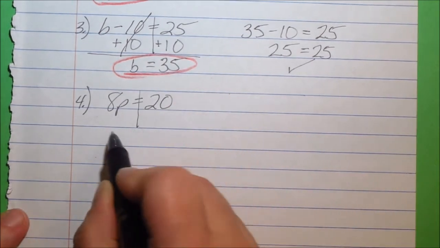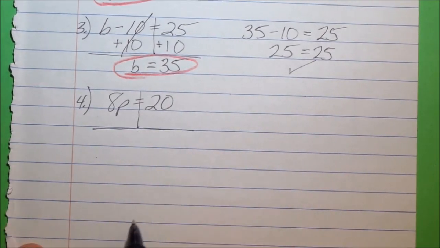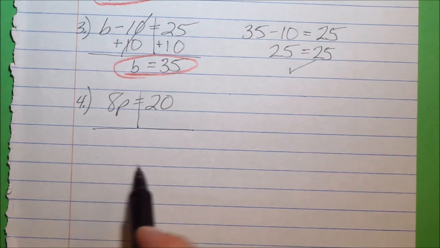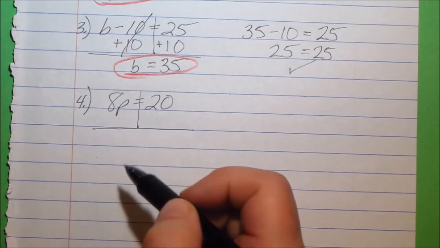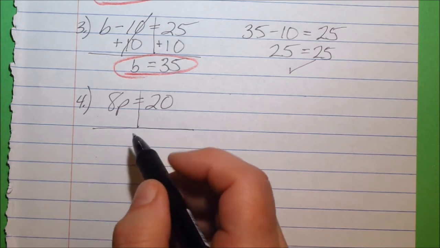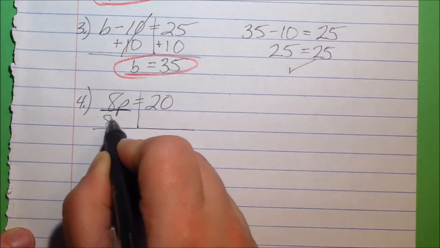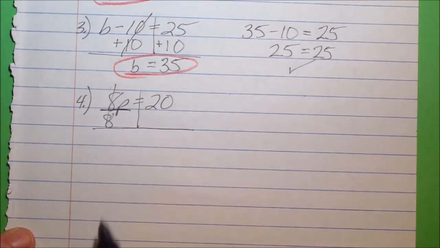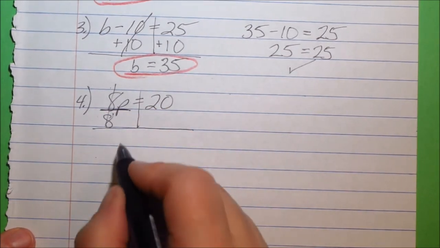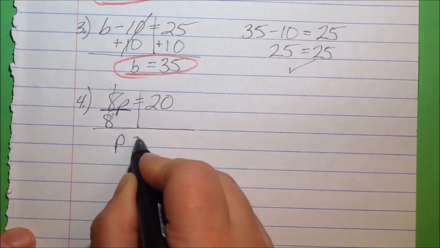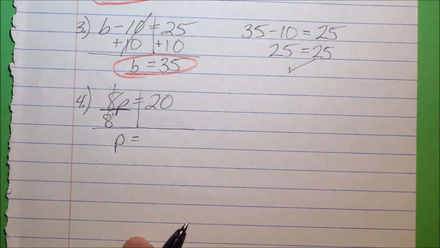Okay, and the last problem. So we've got 8p equals 20. All right. Well, I know that 8p means 8 multiplied by p. So the opposite of multiplication is division. So I'm going to divide this by 8. And that turns that into 1. And so now I have 1p. But I don't have to show the 1 in front of a variable. So p is all by itself, just like it wants to be.